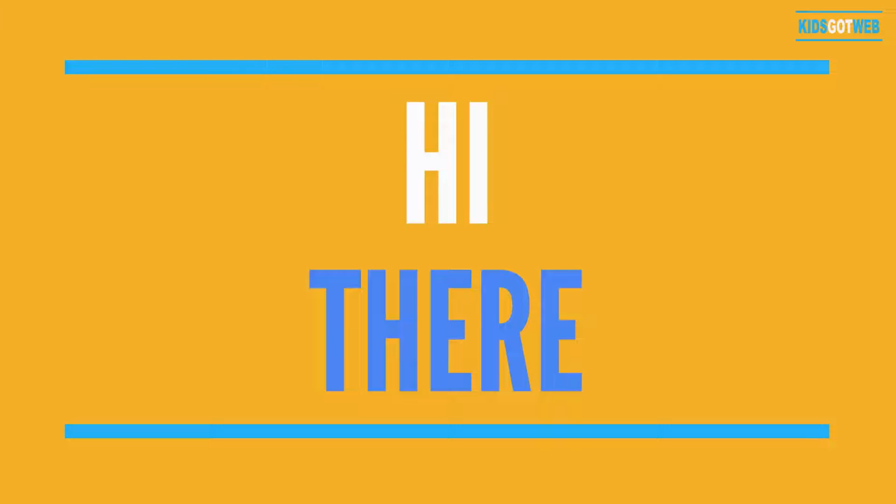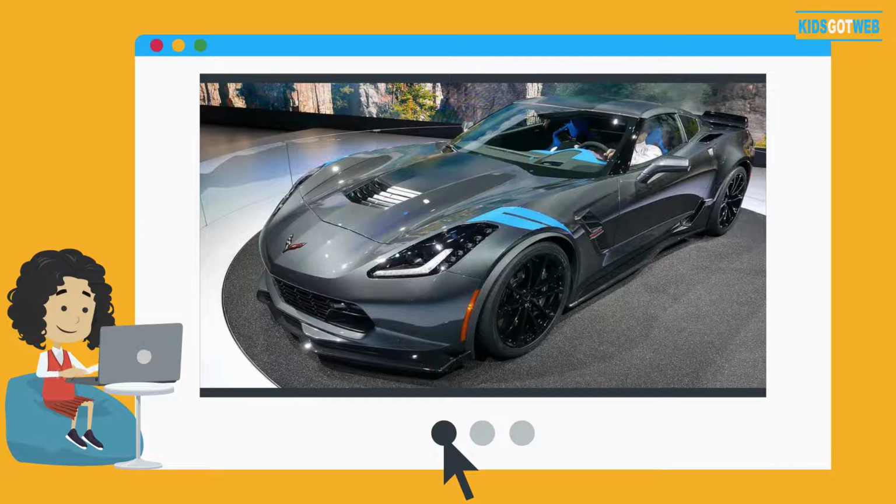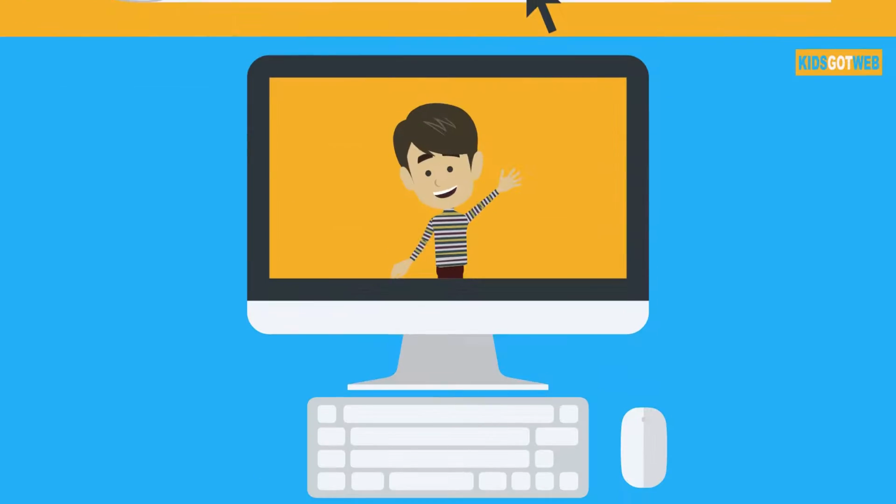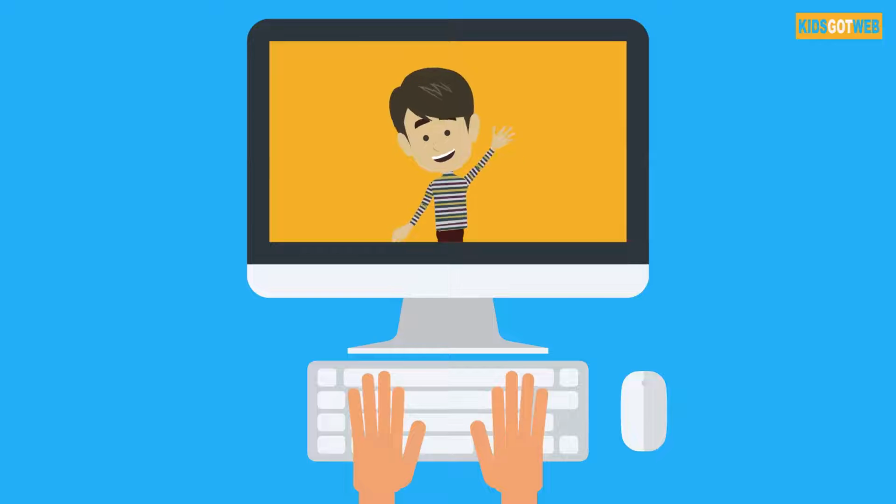Hi there! You know what slider images are? They are the images that slide across the screen. This level will teach you how to use them.